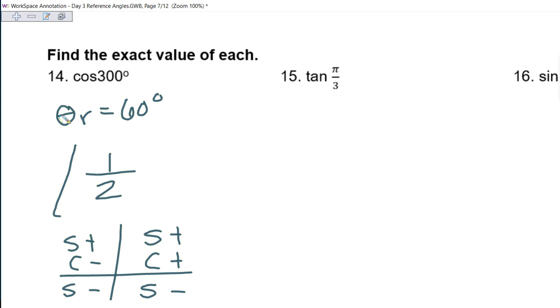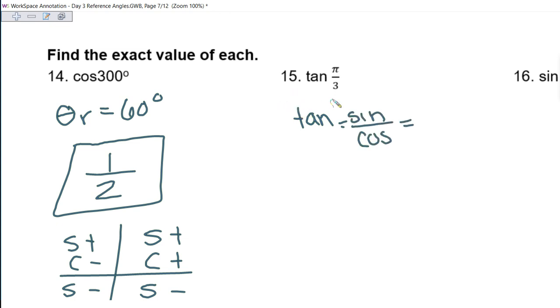Next one, number 15, we have the tangent of pi over 3. So the reference angle is pi over 3, same. Now, if I'm looking for the tangent, remember that tangent is equal to sine over cosine. So what's the sine of pi over 3? Square root of 3 over 2. What's the cosine of pi over 3? 1/2. Here the 2 and the 2 cancel. So this would be square root of 3 over 1, which is just square root of 3.